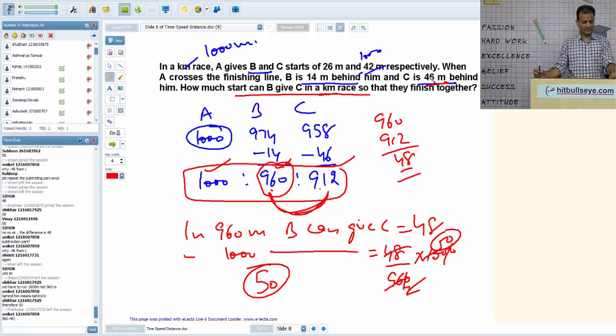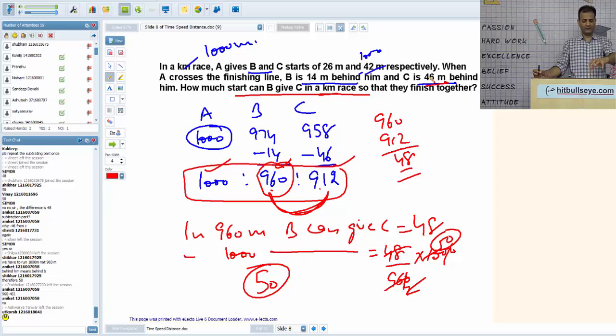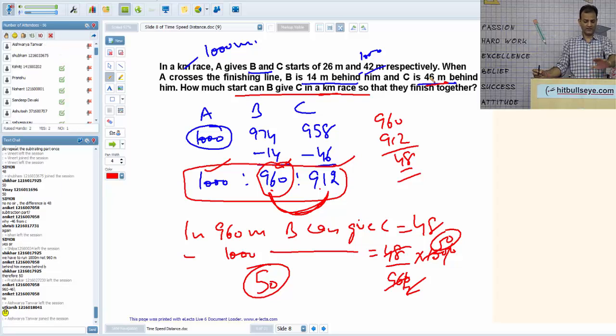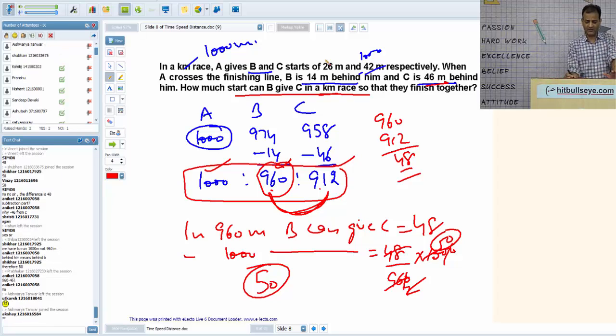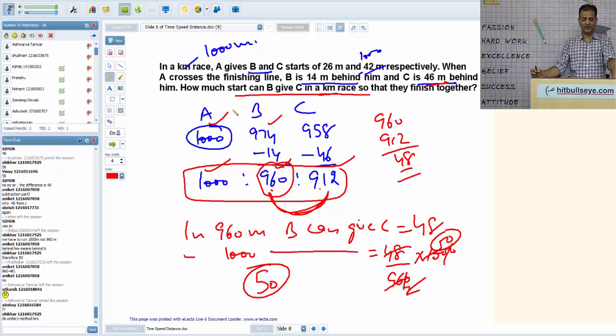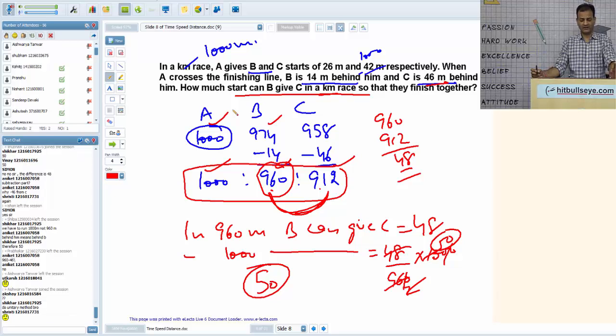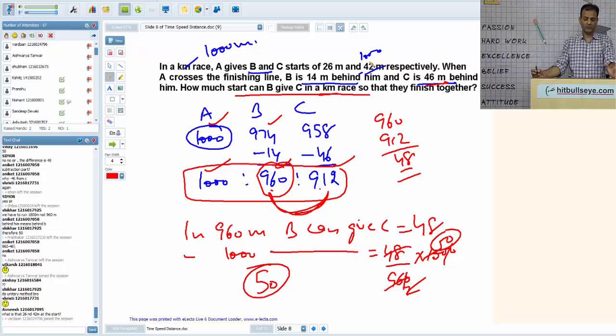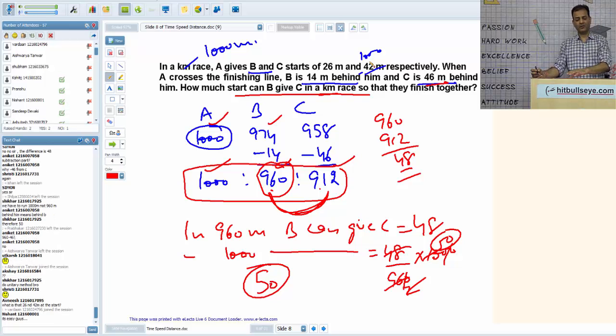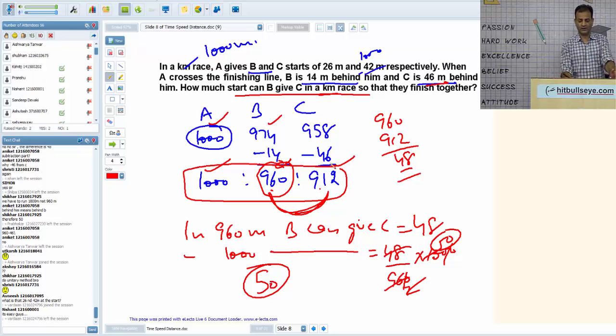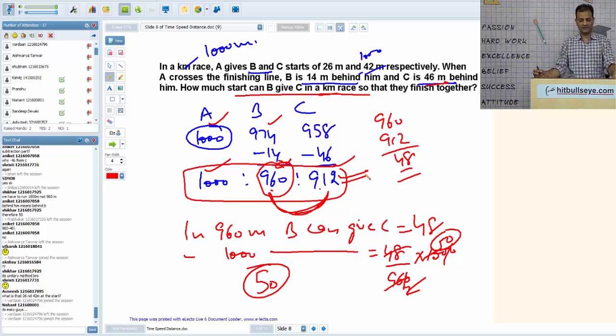After that we applied it. Clear, Aniket? No? Simply friends, question is A is running 1000, B, he has given a start of 26 meter. That means B has to run 974. This is the meaning of this. A will run 1000, B will run 974 and C will run 958 because A has given a start of 42 meter. After that again they have not run this. B is 14 meter behind. That means B has effectively run 960 and C has effectively run 912. So this is the final. Clear? A has run 1000, B has run 960, C has run 912.